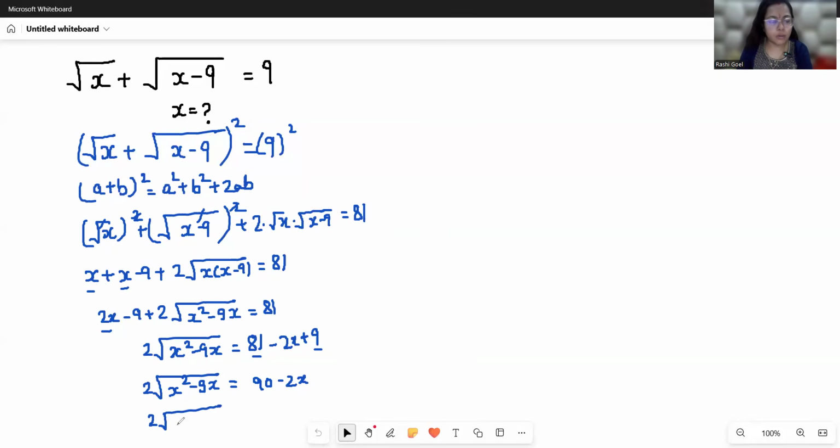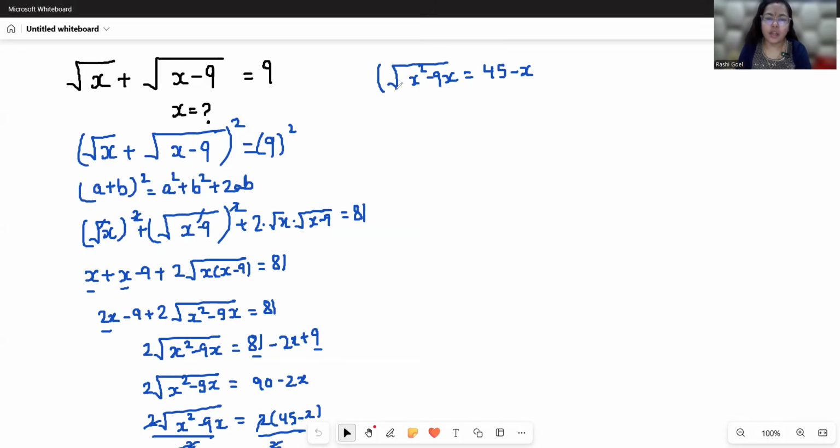Now 2√(x² − 9x) equals, if I take 2 as common, 2(45 − x). So now I'm going to divide both sides by 2. So √(x² − 9x) = 45 − x. So again, if I do squaring both sides, with the help of the square, the root removes.